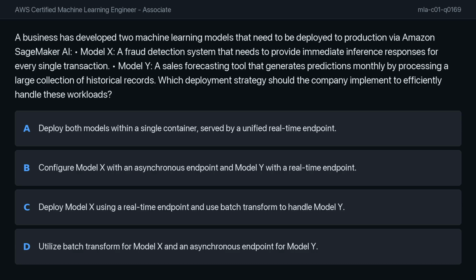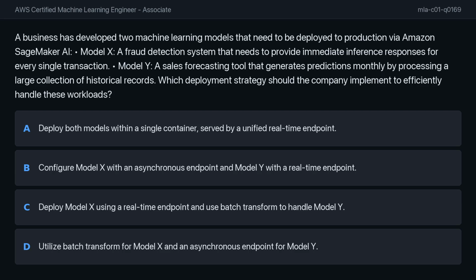A business has developed two machine learning models that need to be deployed to production via Amazon SageMaker AI. Model X is a fraud detection system that needs to provide immediate inference responses for every single transaction. Model Y is a sales forecasting tool that generates predictions monthly by processing a large collection of historical records. Which deployment strategy should the company implement to efficiently handle these workloads?